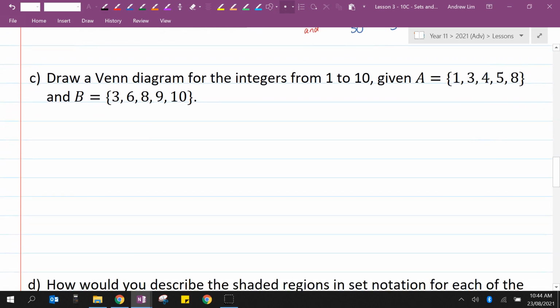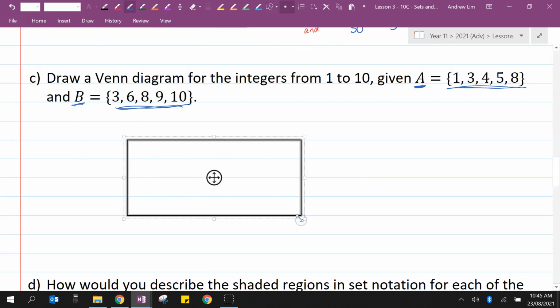Question C. Draw a Venn diagram for the integers from 1 to 10, given that A is equal to 1, 3, 4, 5, and 8, and B is equal to 3, 6, 8, 9, and 10. So what this means is that in this set, A, belong these numbers, and in set B belong these numbers. So I'm going to draw my Venn diagram.